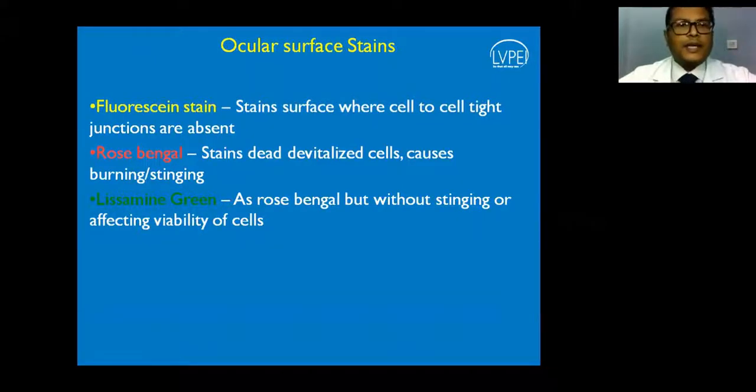Different ocular stains are also available to look at the degree of ocular surface damage. They include fluorescein stains, rose bengal, and lissamine green. Fluorescein stains surfaces where cell-to-cell tight junctions are absent. Rose bengal stains dead devitalized cells and causes burning and stinging. Lissamine green also stains dead devitalized cells but without staining or affecting the viability of cells.